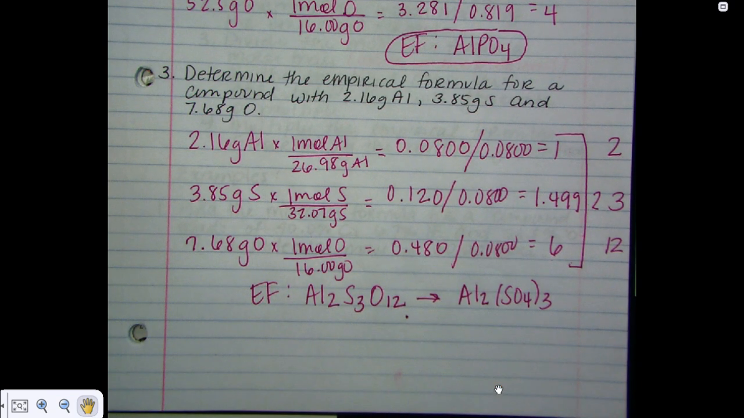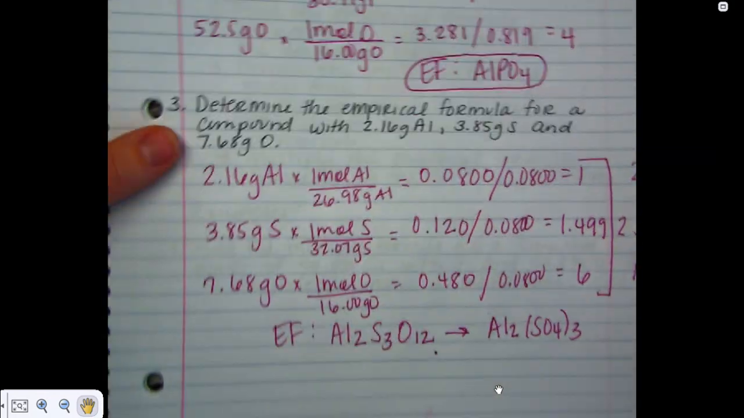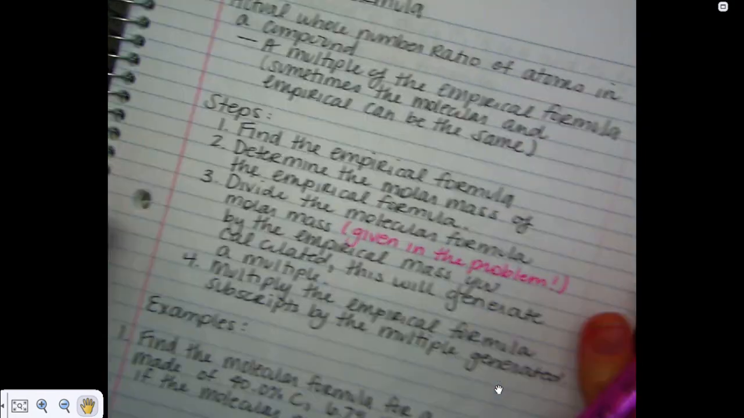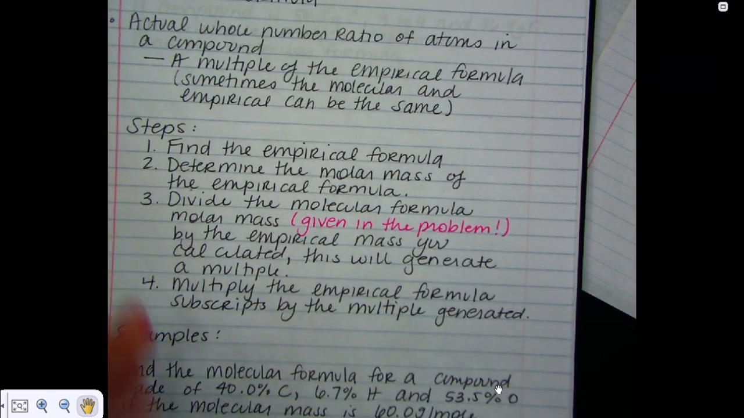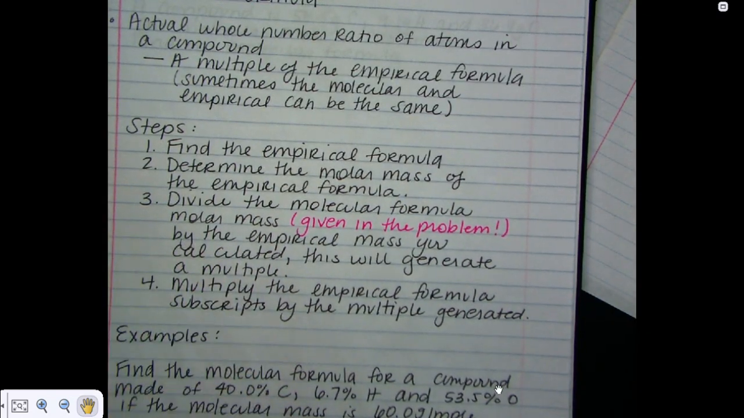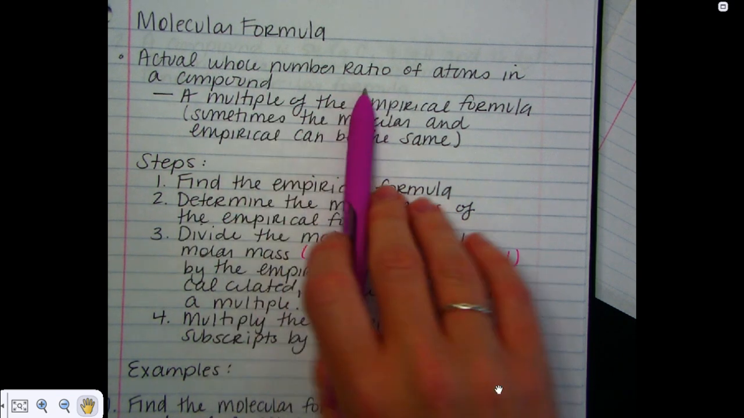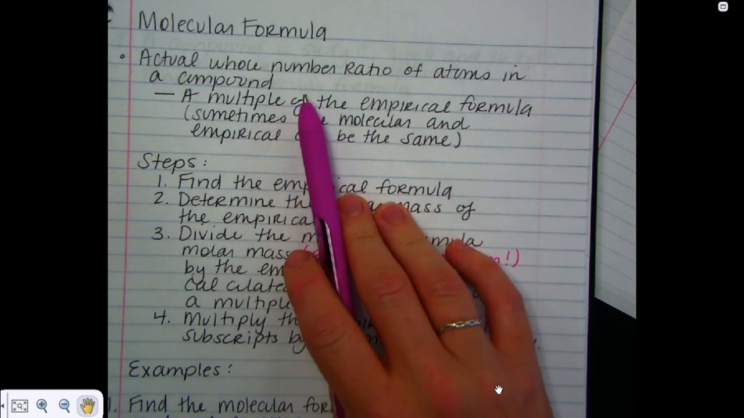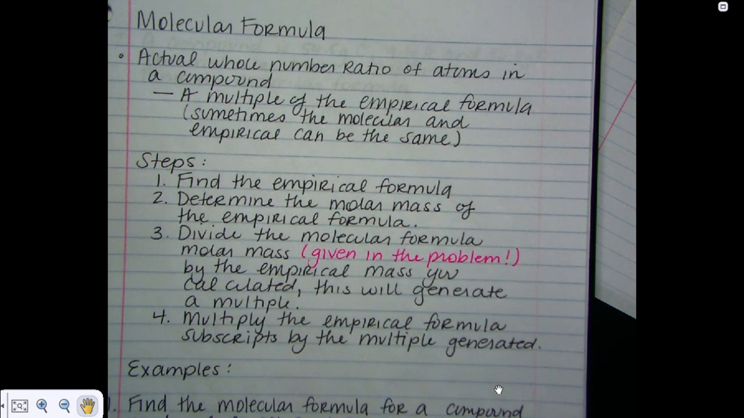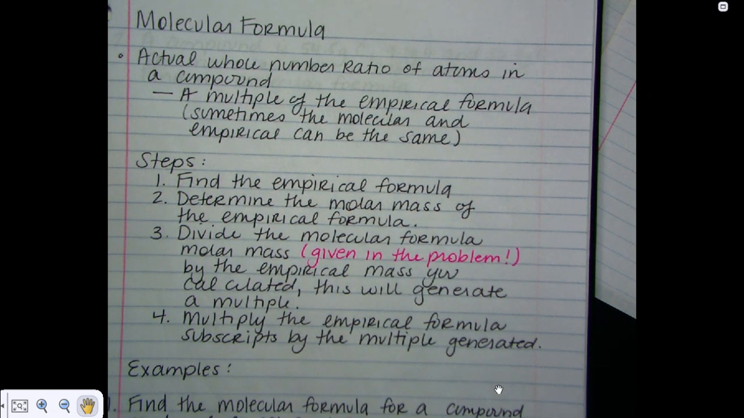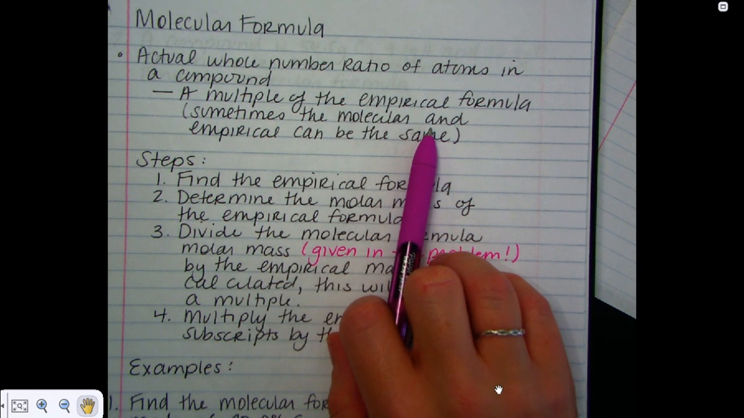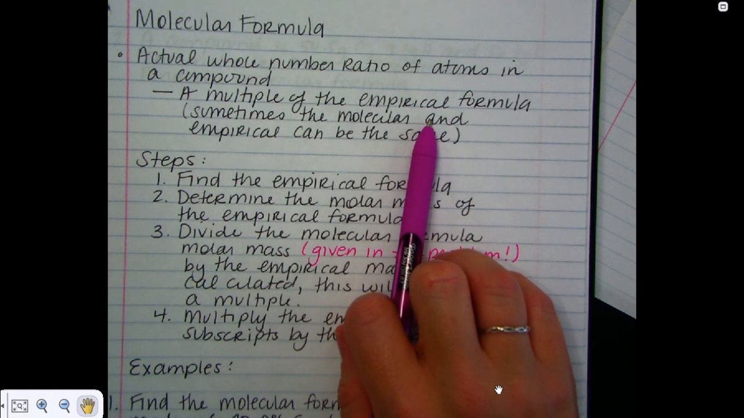All right, so that's it for empirical. So now we're going to move into molecular. In molecular, the first step is to find the empirical formula. Molecular is the actual whole number ratio of atoms in a compound. Sometimes the empirical and molecular formula are the same. Sometimes they're not. It is a multiple of the empirical formula. So that means we have to find the empirical formula first unless it's given.